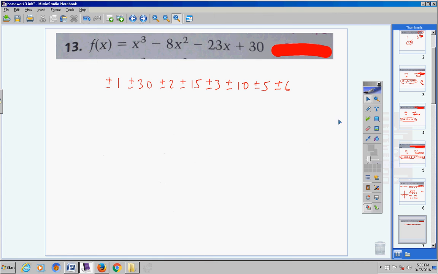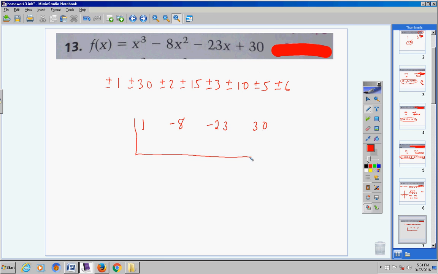So students, here we go. First of all, let's get our synthetic division set up, okay? We have a coefficient. Our coefficient here is 1. We're not missing any terms. 3, 2, 1, constant term. So my next coefficient is -8, then -23, then +30.